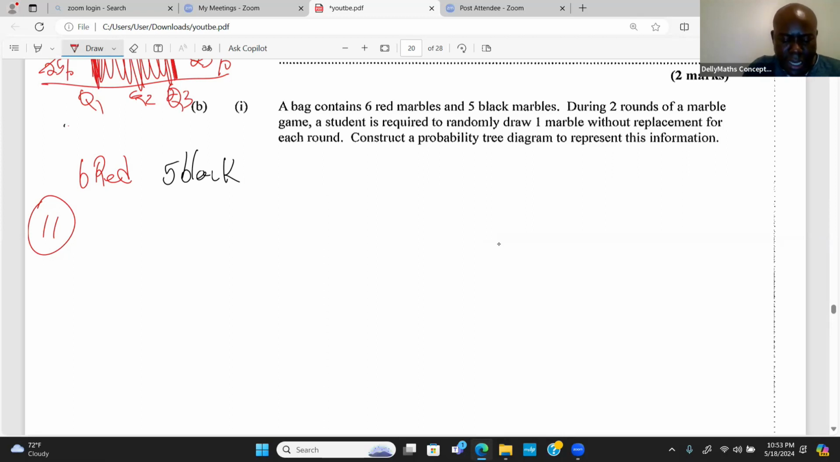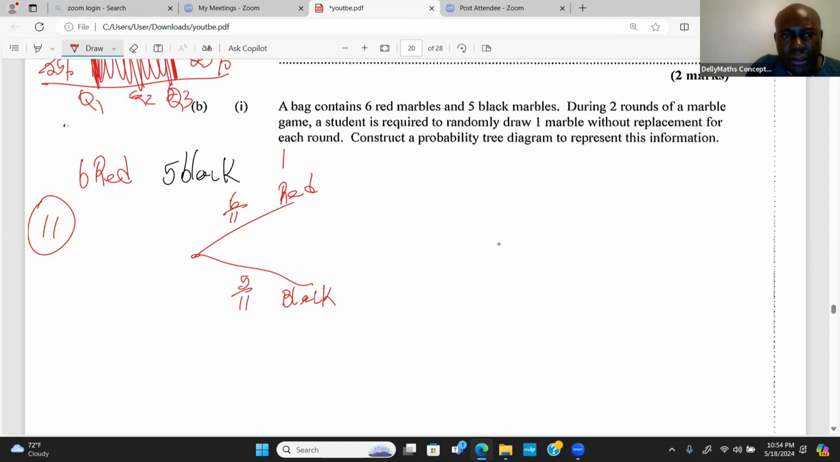So basically, this is what is going to happen. This student will be drawing from the bag. We have 2 outcomes: we have red, we have black. So let's just say we have red here, and we have our blacks here. Remember, though, that we're dealing with 11. So the red is 6 out of 11. The black is 5 out of 11. So that's what we start off with.